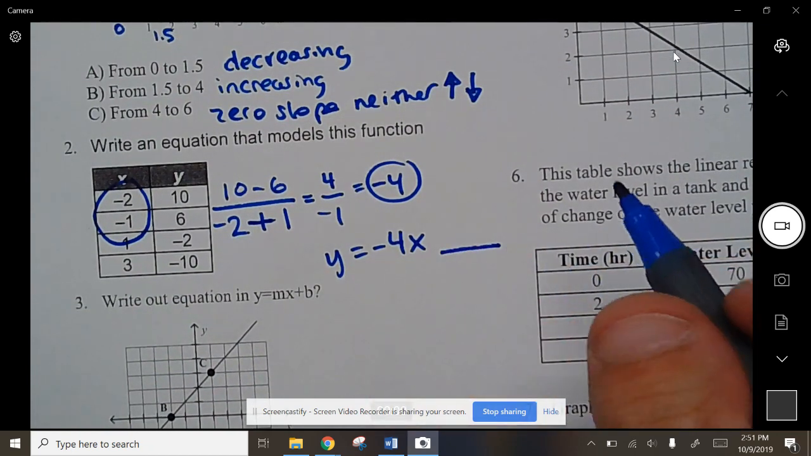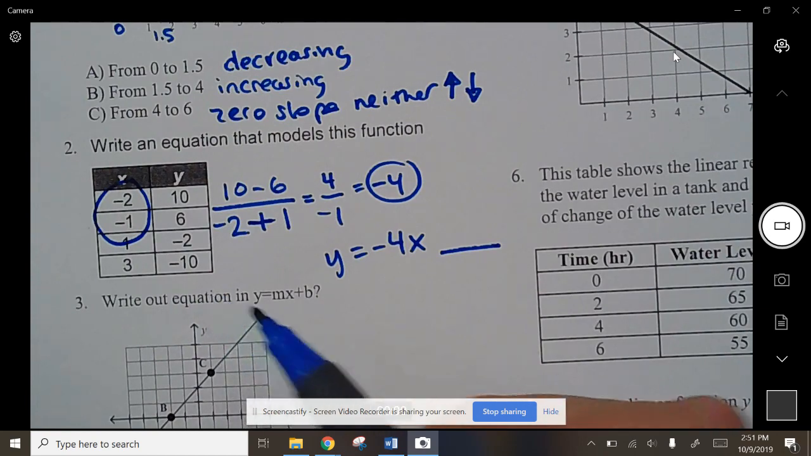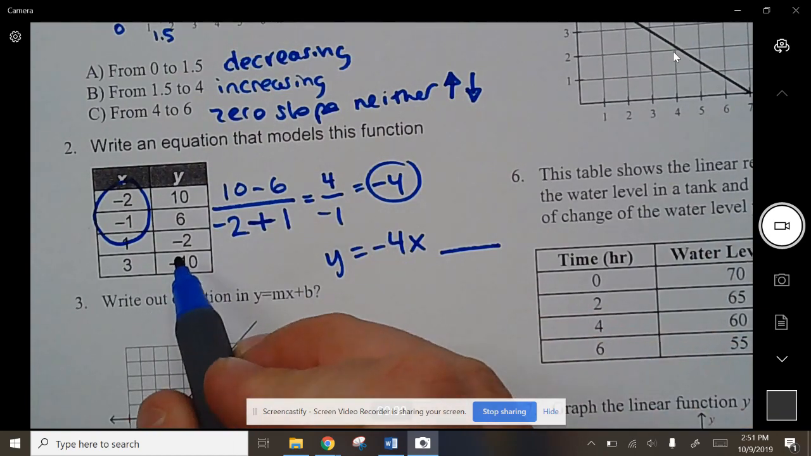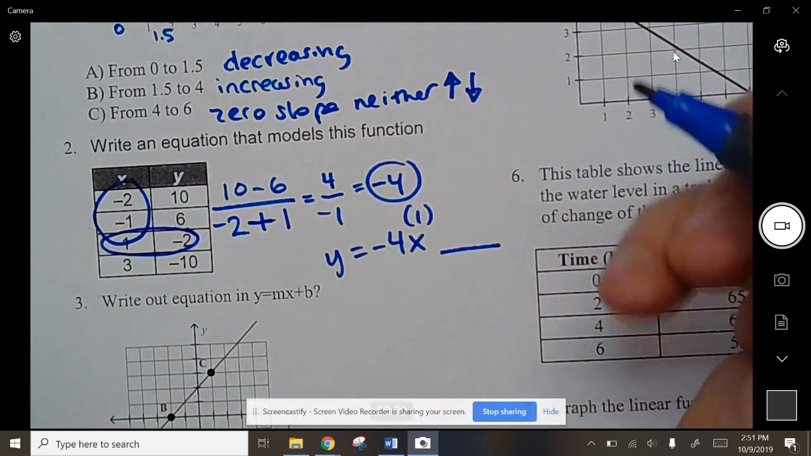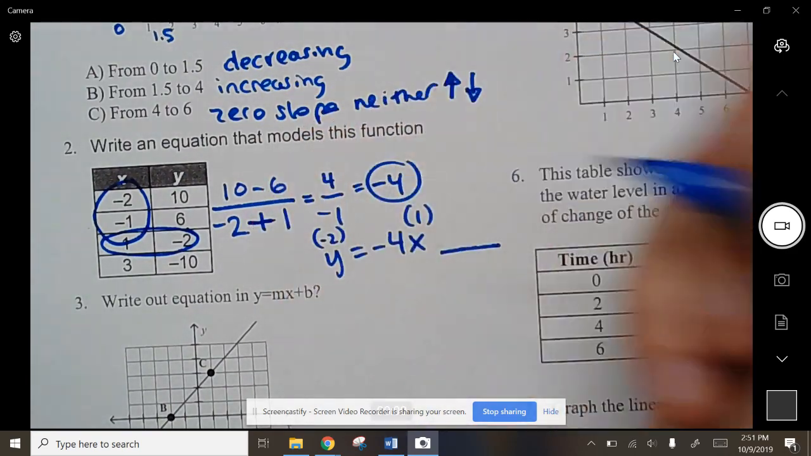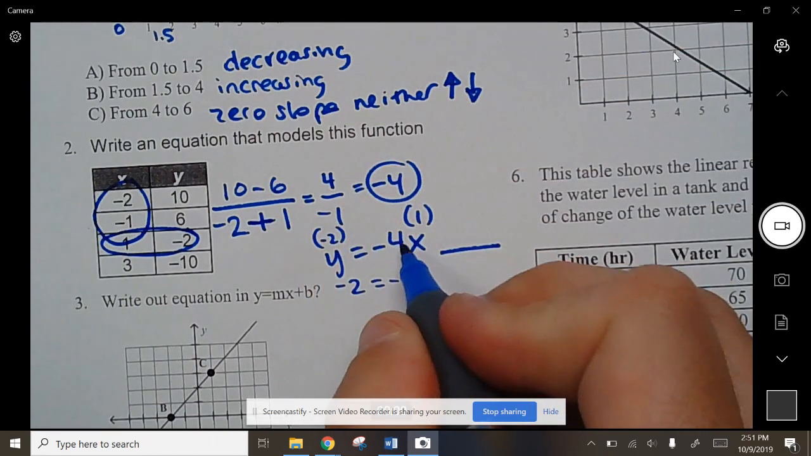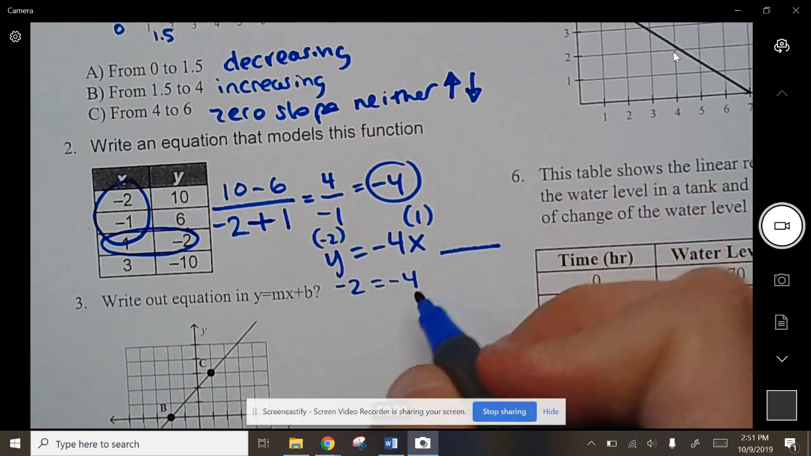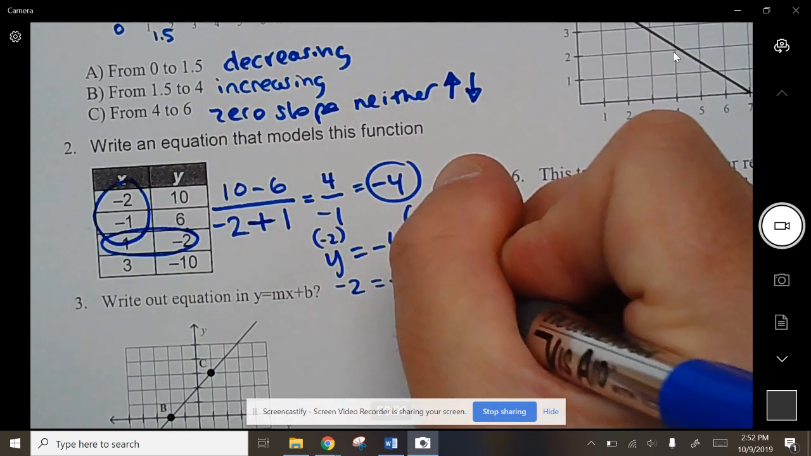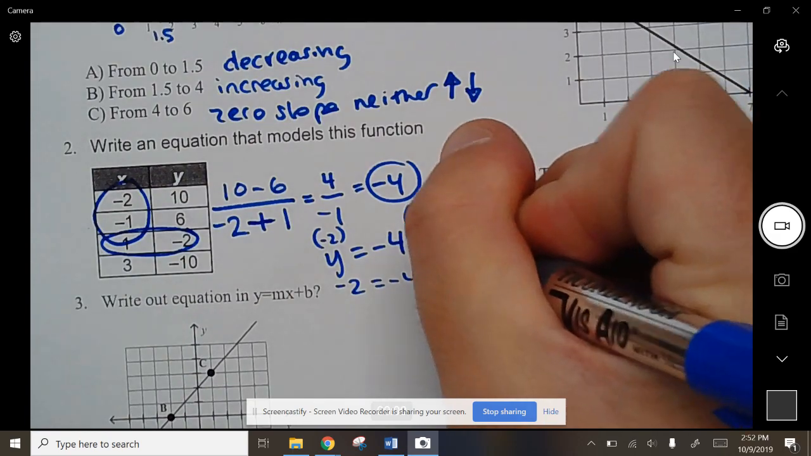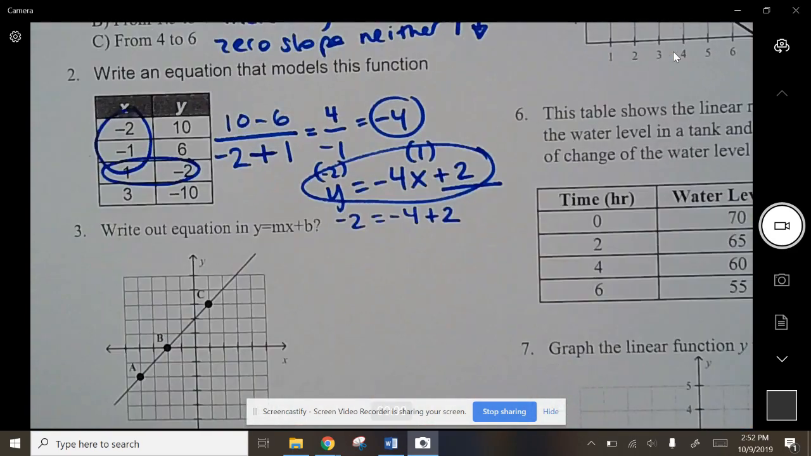Now, go ahead and pick a coordinate. Now, what's interesting, these are all negatives, so this is going to be kind of a tough one. I'm going to pick the 1, negative 2. I plug 1 in here, and I plug in negative 2 here. All right. Negative 2, does that equal negative 4? Because negative 4 times 1 is negative 4. How do I get negative 4 to equal negative 2? Do I subtract or do I add? And it ends up, if I add 2, it'll work. So that ends up being my final answer. Y equals negative 4x plus 2.